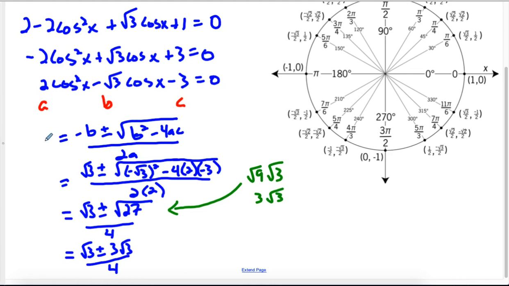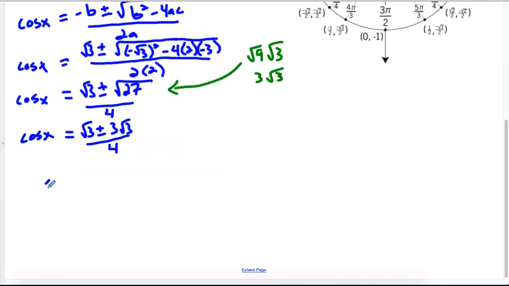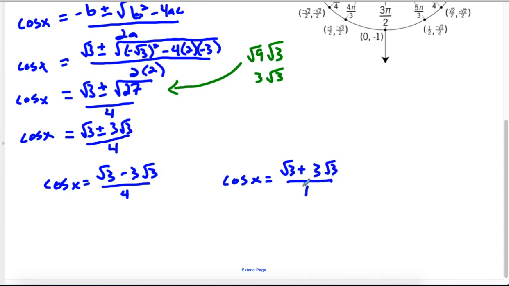Usually, if we're solving a quadratic, we would just write x equals, right? But in this case, my x, whatever this function is, is actually cosine. So I'm going to say cosine of x equals this. Okay, so what we end up with all the way down here is that cosine of x has 2 possibilities, right? We can say that cosine of x equals the square root of 3 minus 3 radical 3 over 4, or we can say that the cosine of x equals radical 3 plus 3 radical 3 over 4.